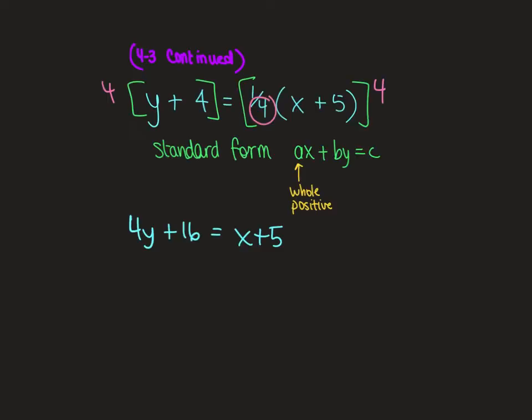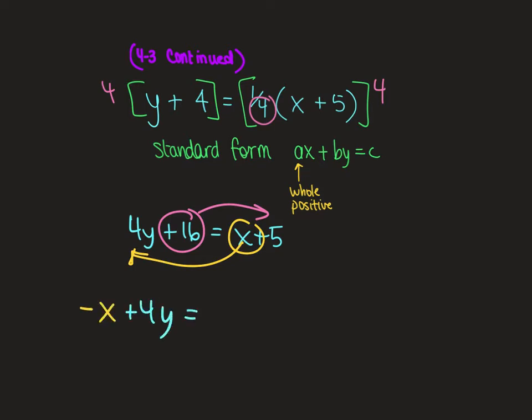Alright, now I'm ready to rearrange. I want to move my x's to the other side. I want to move my 16 to the right side. When I move my x's to the other side, it becomes negative x. I still have my 4y. When I move my 16 to the other side, I'm subtracting 16. It's a negative 16, and that would be negative 11.